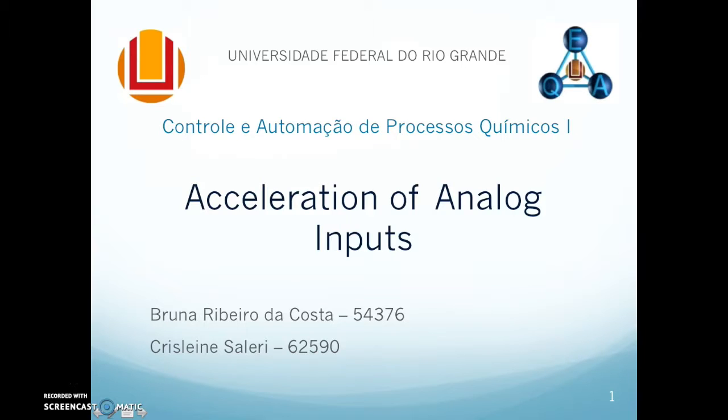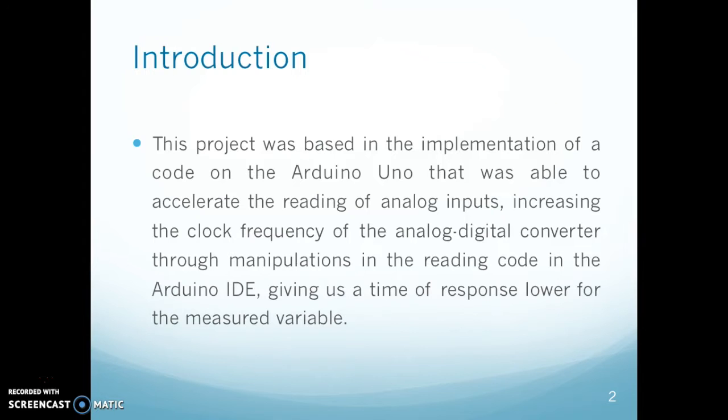We are chemical engineering students at Federal University of Rio Grande, and this is the Control and Automation of Chemical Process course. Today, we're going to talk about the acceleration of the analog inputs of the Arduino Uno. This project was based on the implementation of a code on the Arduino Uno that was able to accelerate the reading of analog inputs, increasing the clock frequency of the analog to digital converter through manipulations in the reading code in the Arduino IDE, giving us a lower response time for the measured variable.